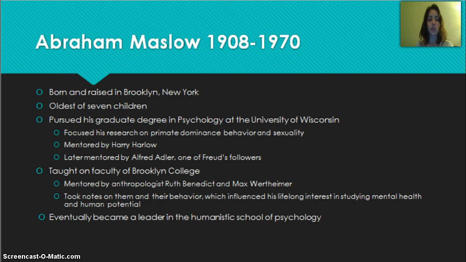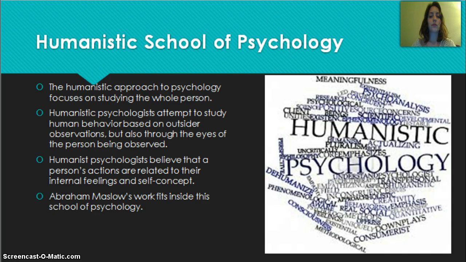Eventually, through his research, Abraham Maslow became a leader in the humanistic school of psychology. The humanistic school of psychology is unique because it is a very holistic approach to psychology. In other words, it focuses on studying the whole person. Humanistic psychologists attempt to study human behavior both internally and externally. So for example, they are interested in outsider observations, but they are also interested in what is happening in the eyes of the person being observed.